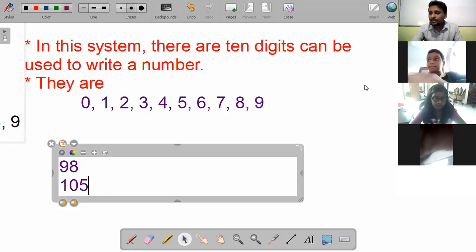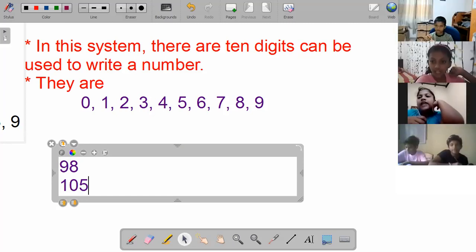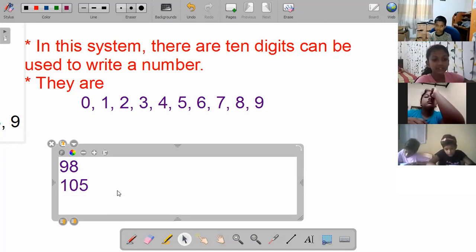What is this number? You can give the answer, okay? I can see your mouths. What is the answer? 105. If you want, you can say one hundred and five. No problem, okay? One hundred five or one hundred and five. No need to say and. If you want, you can say and. Okay, look at this.